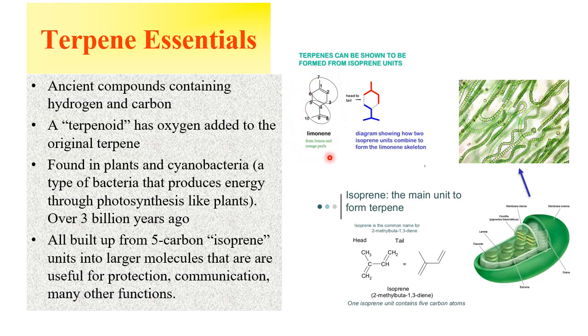So limonene is a very ubiquitous one. It's found in almost all citrus and a lot of other plants as well, and it imparts a lemony or citrusy smell to a plant, or in this case citrus. So these terpenes were found, and they're very ancient, in cyanobacteria. I mentioned that already. Let's go on to the next slide.